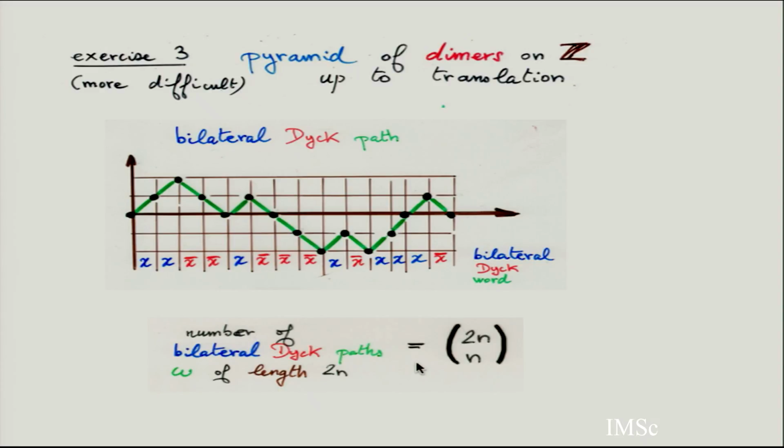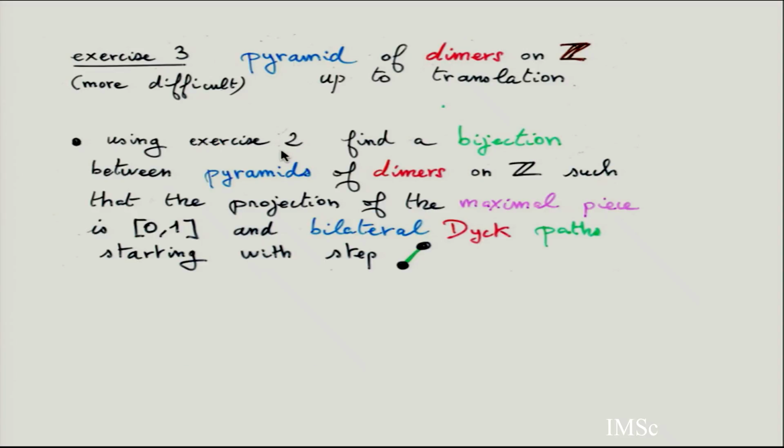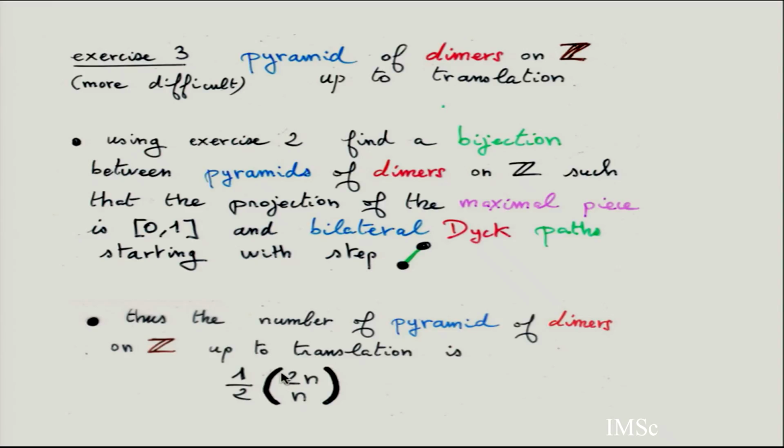So this is obvious to see. And then exercise 3, using exercise 2, find a bijection between pyramids of dimers on Z such that the projection of the maximal piece is {0,1}. It's a pyramid up to translation, so I can fix the maximal piece to have the projection {0,1}. So such pyramids of dimers with the dimer being {0,1} are in bijection with bilateral Dyck paths starting with an up northeast step. So such paths are given by half of 2n choose n.